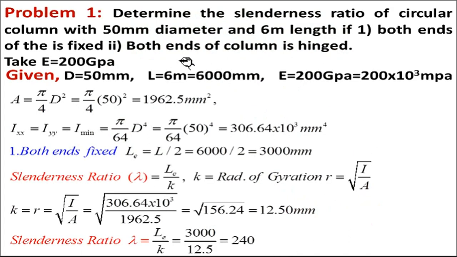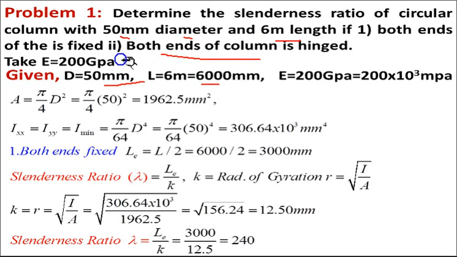Now see the first problem. Determine the slenderness ratio of a circular column with 50 mm diameter and 6 meter length if both ends are fixed and both ends are hinged. There are two conditions given. First of all, write down the given things. Diameter of the bar, 50 mm, is given. Length of the column, 6 meter, is given. 6 meter means 6000 mm.